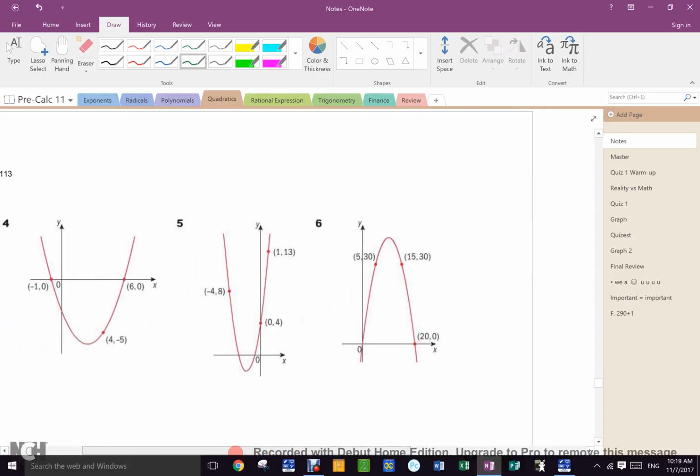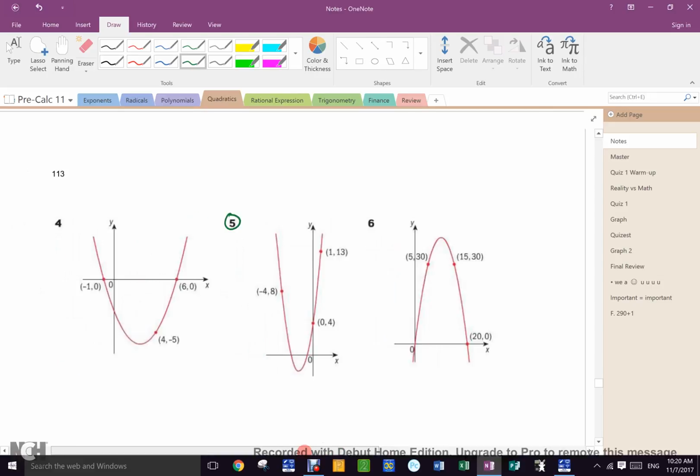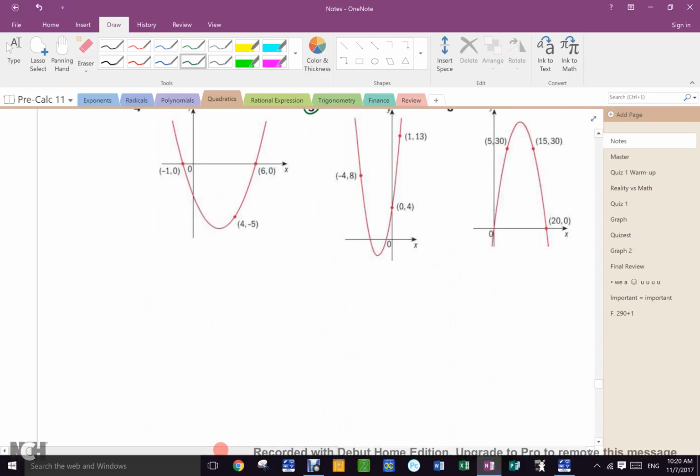4, 5, 6. 5 is actually really hard. 5 is just like that other really hard question. So let's come back to that after we go over the really hard question. What can I do with 4? I've got roots. So what form should I use with roots? Factored form, which is y equals a, x minus p, x minus q, right?